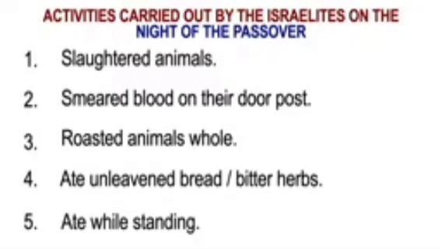From the scripture, these are the activities carried out by the Israelites the night of the Passover. Number 1, the Israelites slaughtered the animals, lambs or goats, or you can call them sheep. Number 2, they smeared blood on their doorposts, door frames. Number 3, they roasted the animals whole. Number 4, they ate unleavened bread. Rather, you can say they also ate bitter herbs, or they ate roasted meat. Still the same point. They ate while standing. Remember, this was to show they were in a hurry.